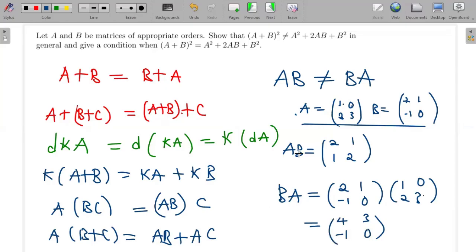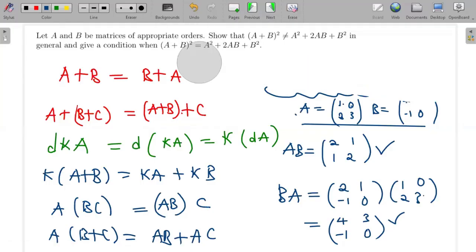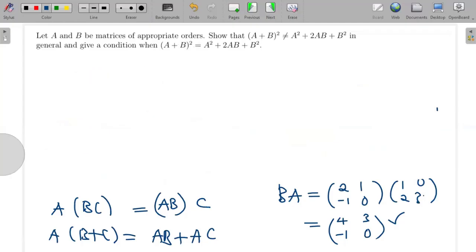Okay, so now look at AB and BA. They are the same matrices that we have, but their answers are what? Different. So this is the rule that should be in your heart. You have to know it. AB will never be equal to BA as long as the two matrices are not the same. It can only be possible if the two matrices are actually the same matrix. So now, using that property, we're going to prove whatever they were asking here.